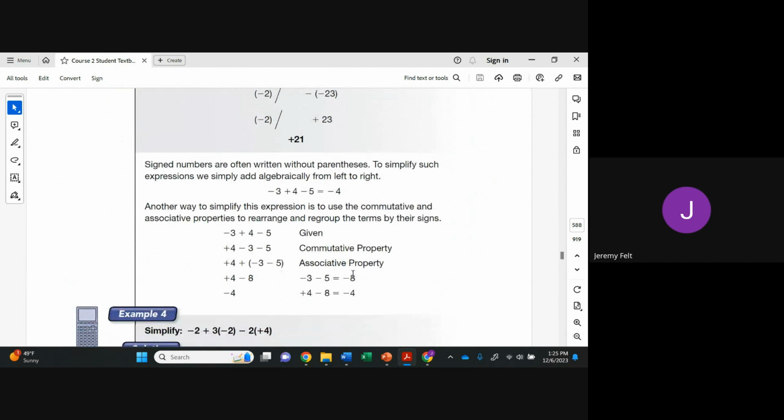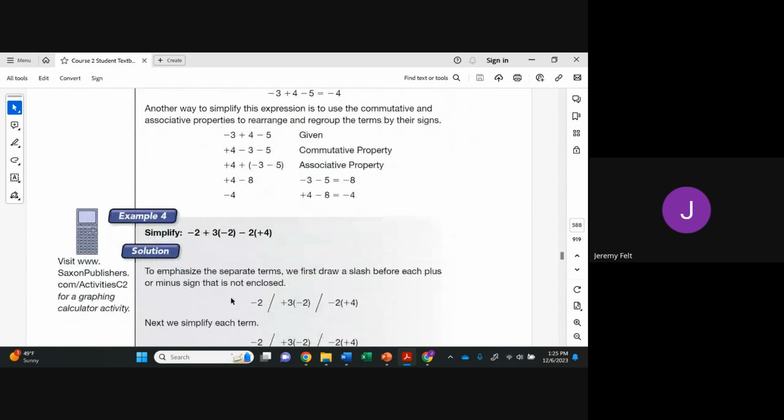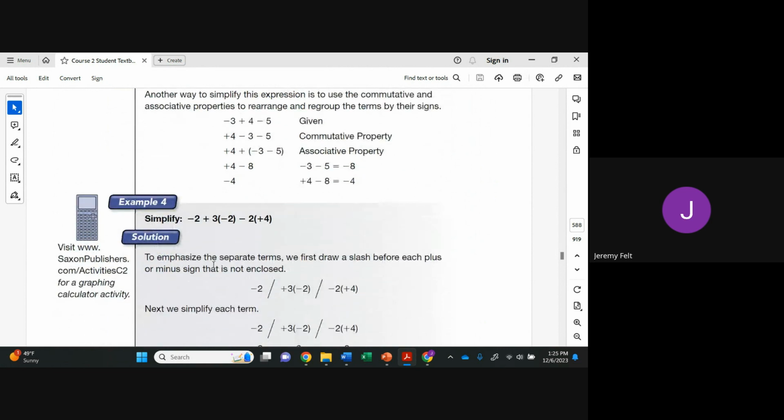Again, the commutative and associative property, we can move numbers around as long as it's the same addition and subtraction at the same priority level. So we can move those around as needed if it helps us. Sometimes it's easier to move numbers around in order to help us calculate or simplify. All right, so example 4, simplify.